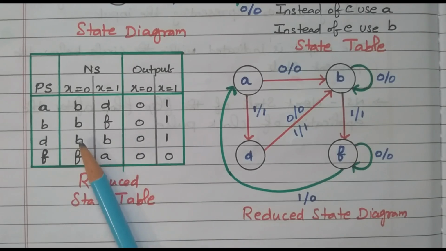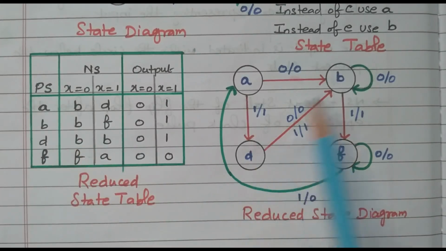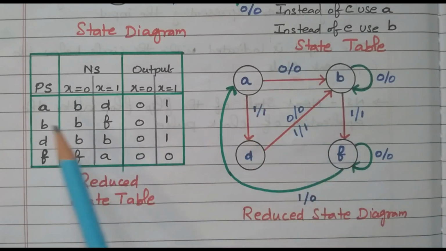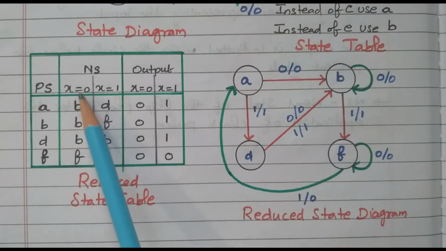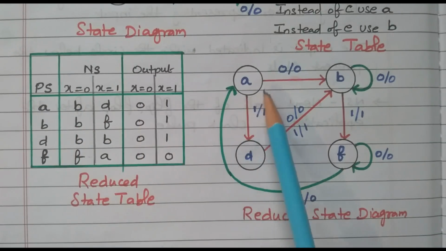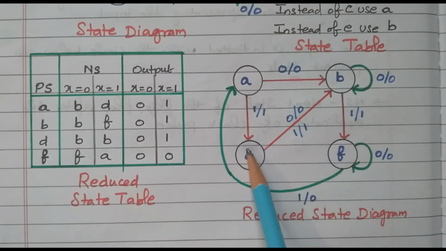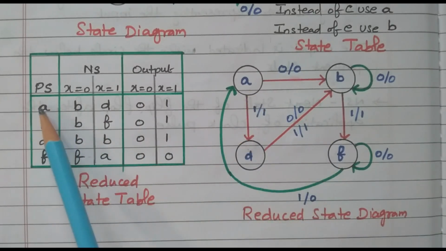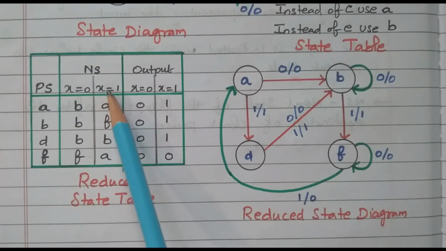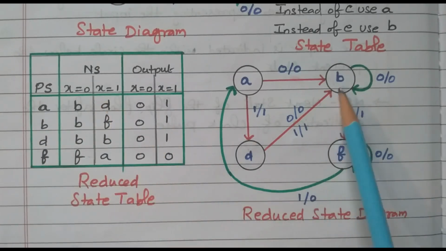So from this reduced table, we can draw the reduced state diagram. See this, now the state diagram is reduced, right? So A goes to B when input is 0, output also 0, right? A goes to D when input is 1, output is 1. We will go to B.